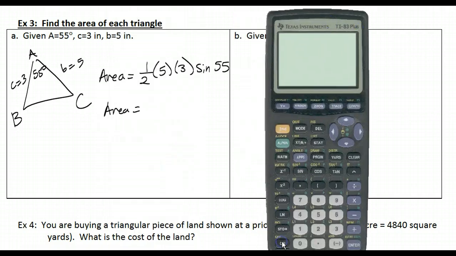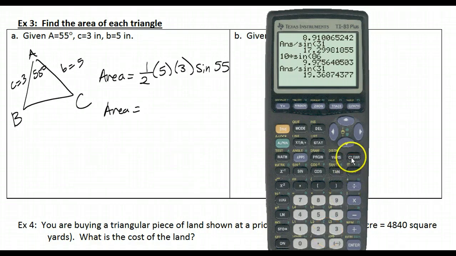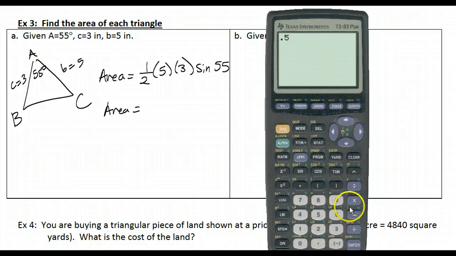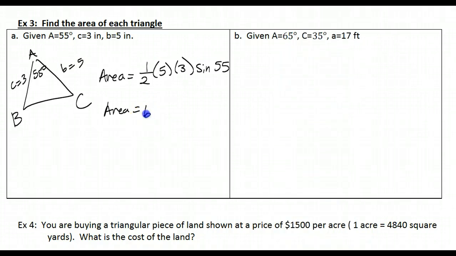So let's type that in. 1/2 times 5 times 3 times sine of 55, and it is in degree mode right now. I get 6.1 inches squared. So it can be just that easy for some of them. It also can be harder, so please keep listening for part B.